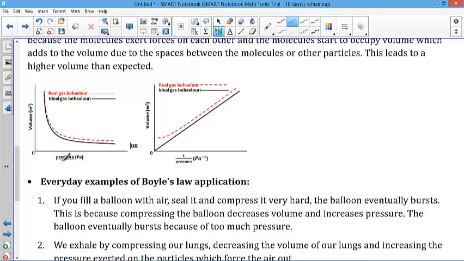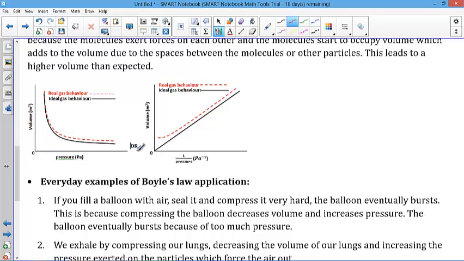The pressure is going to increase with a decrease in volume, or the volume is going to decrease with an increase in pressure. But when the pressure becomes very high, then an increase in pressure is going to result in a higher volume than what is expected, and therefore the line for volume versus pressure is going to be above the line for volume versus pressure for an ideal gas.